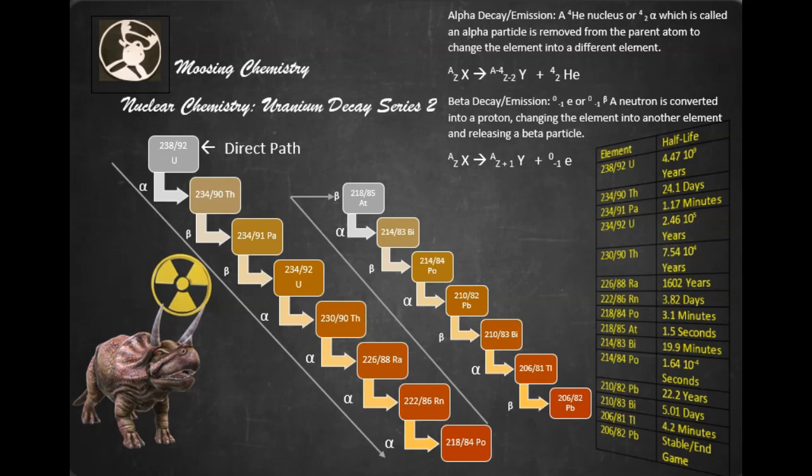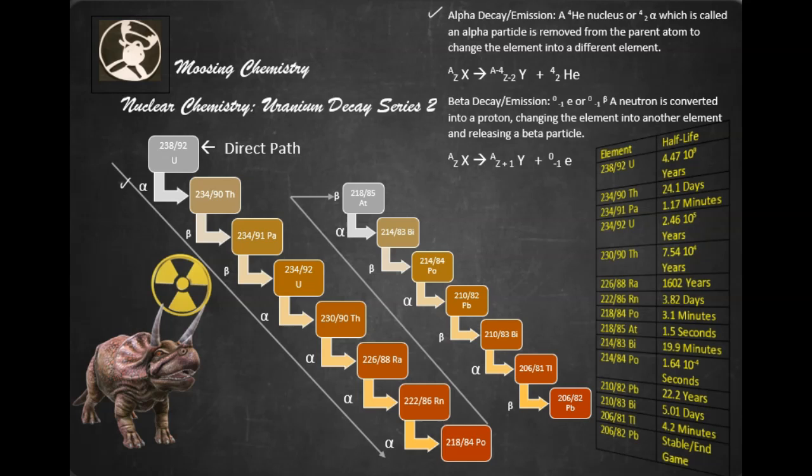So here's another possible pathway for uranium to decay to lead. Wherever you see this A, that's talking about alpha decay or emission. A helium-4 nucleus, or 4,2 alpha, which is called an alpha particle, is removed from the parent atom to change the element into a different element.